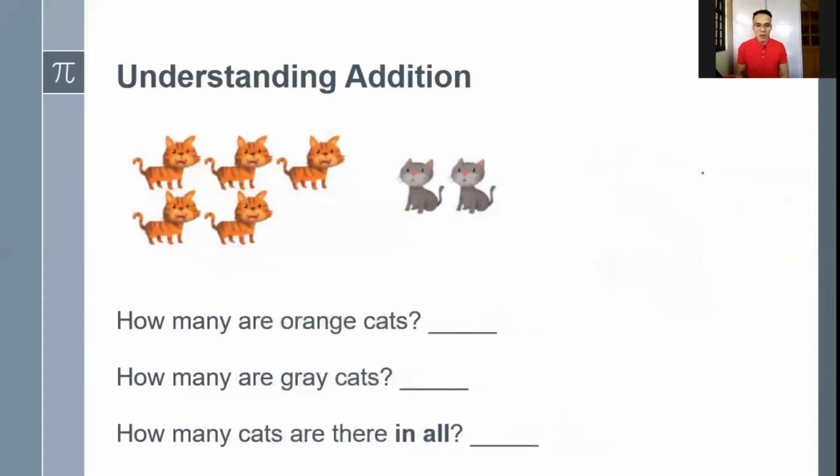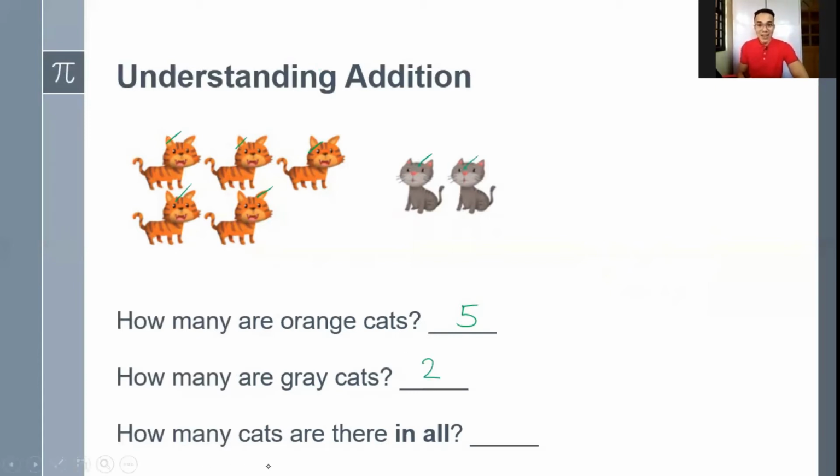Next example, in the picture, we see gray cats and some orange cats. How many are orange cats? Let's count. 1, 2, 3, 4, and 5. There are 5 orange cats. How many are gray cats? 1, 2. There are 2 gray cats.